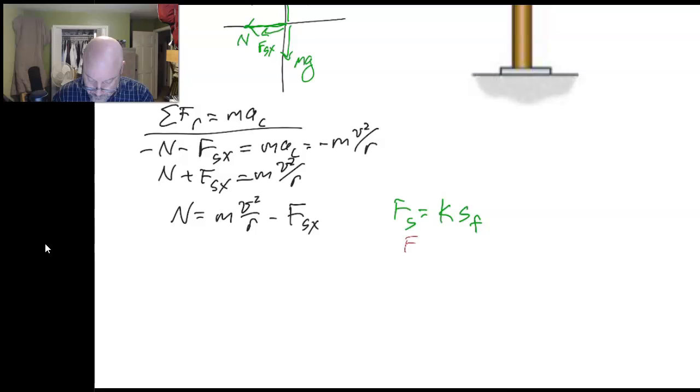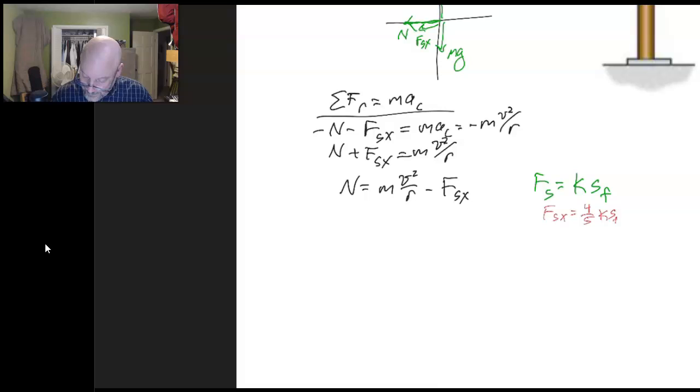So F_sx is 4/5 of k s_f. All right, so let's go ahead and work with this a little bit more. N equals m v squared over R minus 4/5 of k s_f.